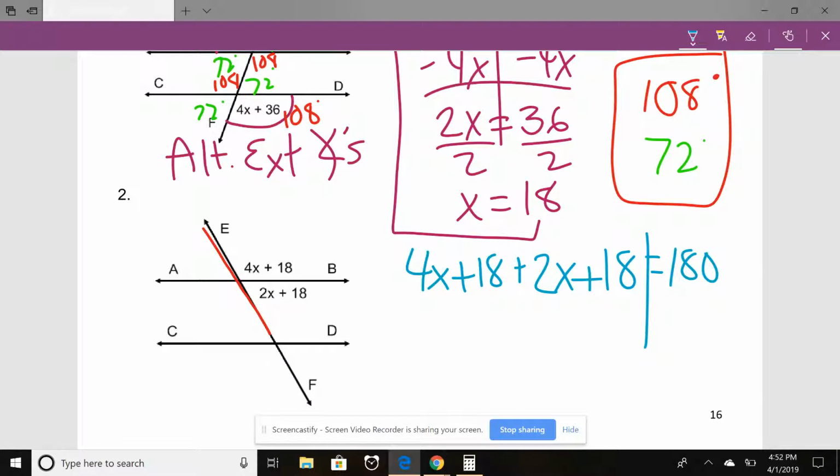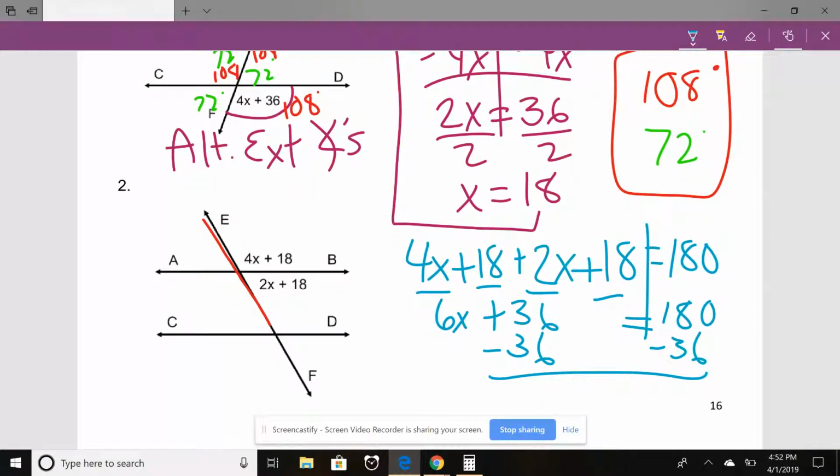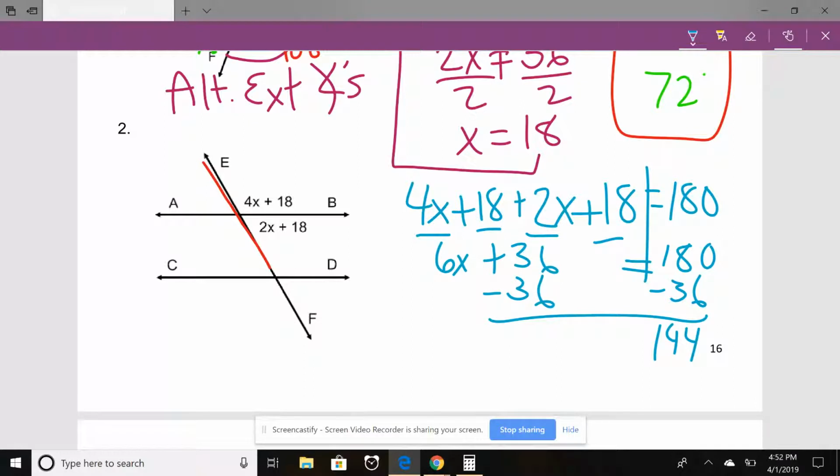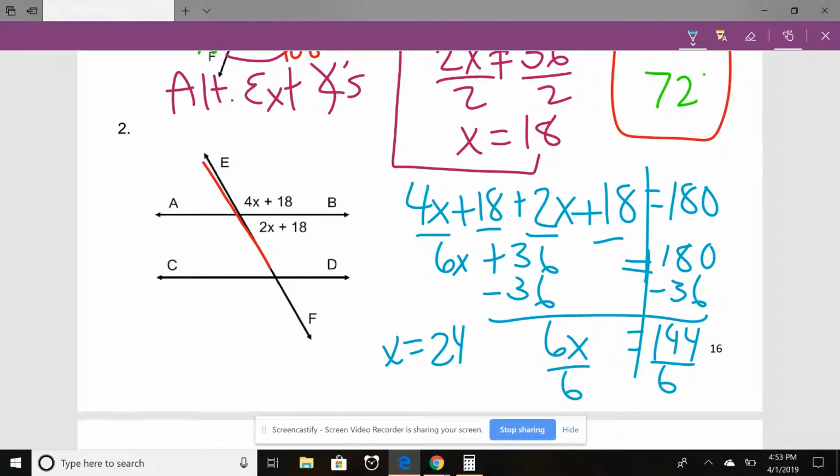Combine like terms, 4x and 2x is 6x. 18 plus 18 is 36. Minus 36 from both sides. So we get 144. Divided by 6, we get our x is 24. Plug it back in.